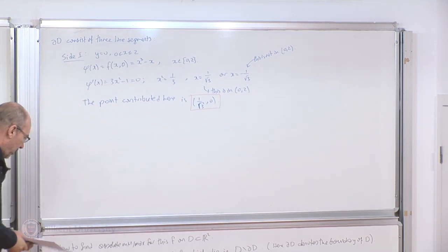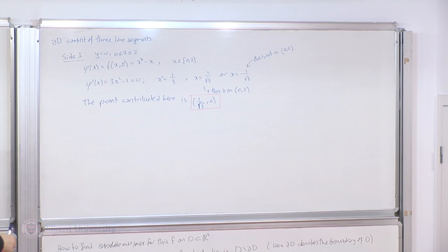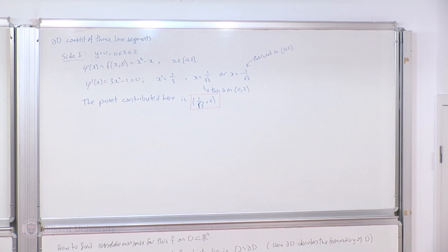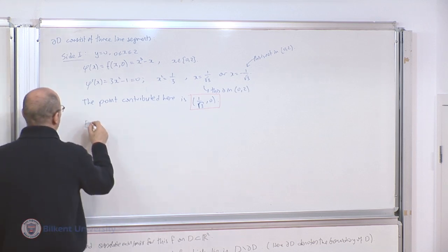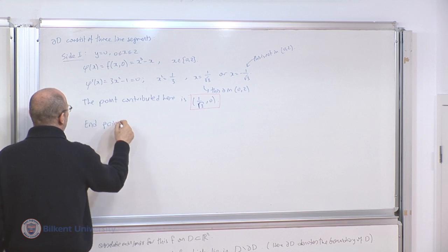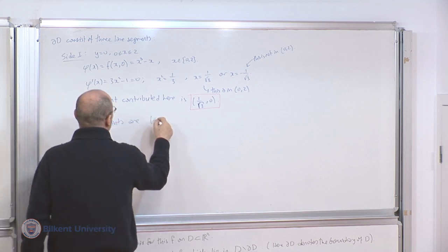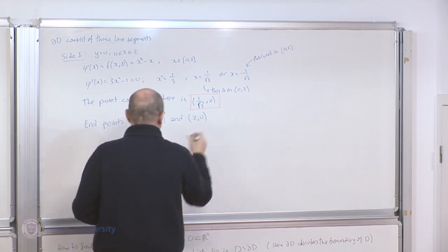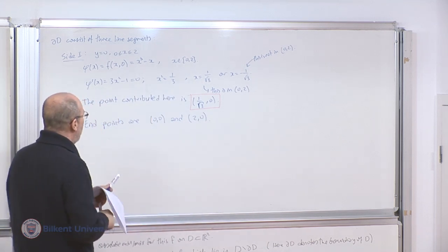And what was the other step? Find the endpoints. Find the points corresponding to the endpoints of your parameter. Okay, so the endpoints of our parameter x will give me this point and this point. Endpoints are (0, 0) and (2, 0). So I also put them in boxes.